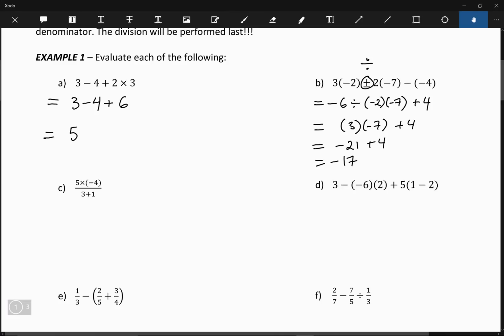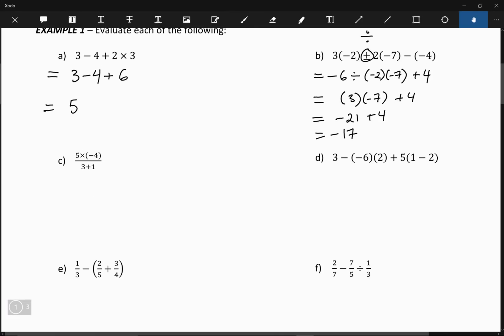Next one. Oh, you see a fraction? Put some brackets around it. 5 times -4 is -20. 3 plus 1 is 4. And then I divide -20 divided by 4, which is -5.